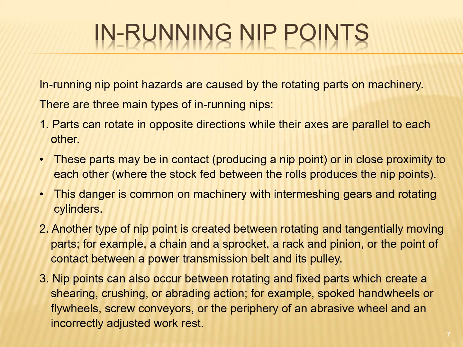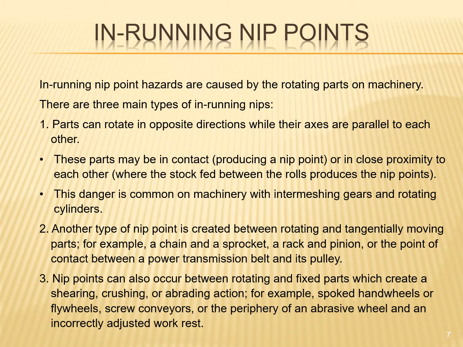In-running nip points. In-running nip point hazards are caused by the rotating parts on machinery. There are three main types of in-running nips. Parts can rotate in opposite directions while their axes are parallel to each other. These parts may be in contact, producing a nip point, or in close proximity to each other, where the stock fed between the rolls produces the nip points. This danger is common on machinery with intermeshing gears and rotating cylinders.